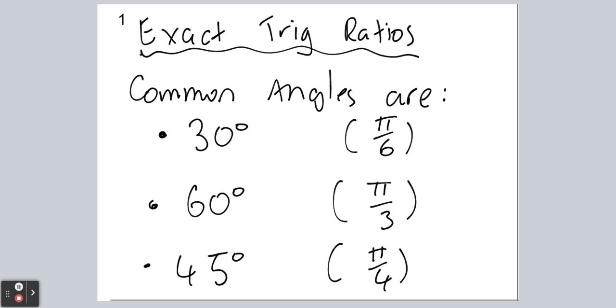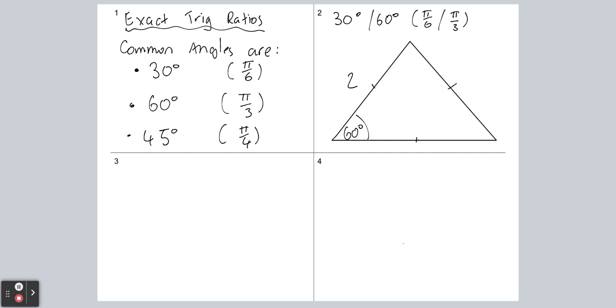So the common angles we're going to look at are 30 degrees, 60 degrees, and 45 degrees. In radians, that's pi on 6 for 30, pi on 3 for 60, and pi on 4 for 45 degrees. They're so common, you will learn them eventually. You might notice they're out of order. That's because 30 and 60 are what we call complementary angles. They add up to 90 degrees. So they kind of go together a lot. We're going to have a look at 30 and 60 degrees first.